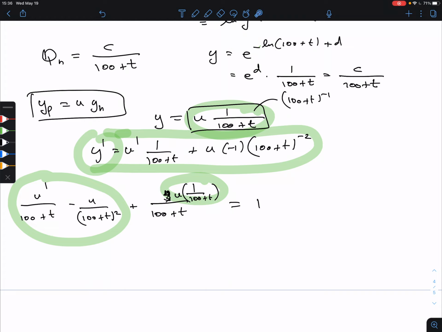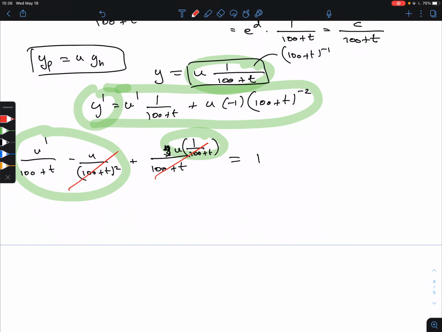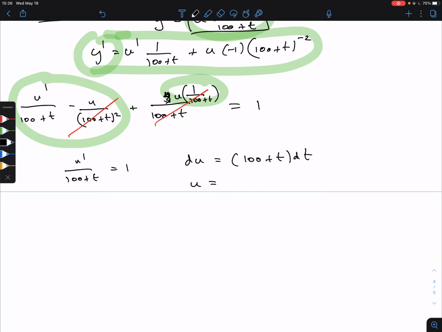Now we have 1 over 100 plus t here and 1 over 100 plus t there. Together this is 100 plus t squared in the denominator. This is exactly this term except for the sign. So these two terms cancel out. That's my whole point here. So we find, and this has to happen, we don't know that, we find u prime over 100 plus t equals 1. So separating variables, du is equal to 100 plus t dt. And now we can integrate. u is equal to 100 t plus t squared over 2 plus a constant, but we don't need that. And so that's what we have.